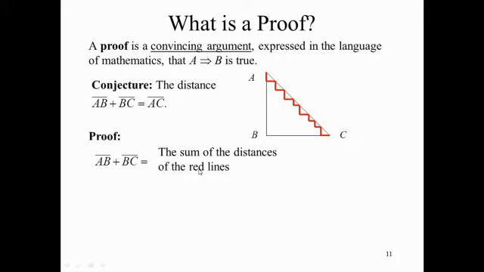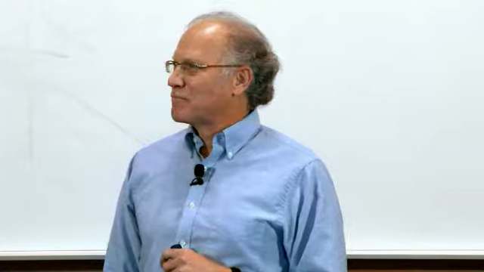Well, now I'm just going to keep doing that forever. And forever means that this little squiggly red line is going to eventually get right down on top of the A to C. And so the distance from A to B plus the distance from B to C is equal to the distance from A to C. What do you think of my proof? Are you convinced?